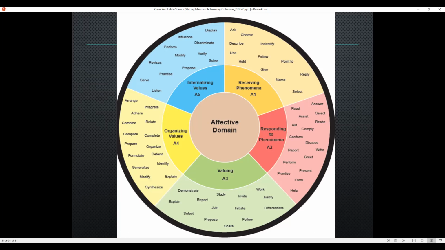Okay, so any final questions or not? So similar, yeah. These are the words that you can use. Yeah, okay.